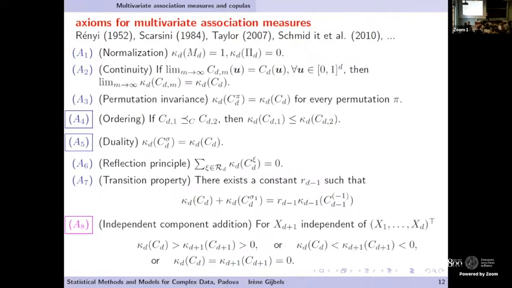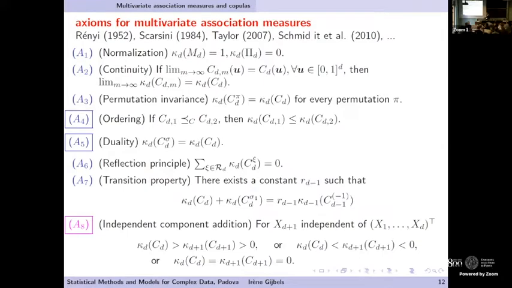By the way, this list of axioms or desirable properties for the bivariate case goes back more than half a century. And in some sense, you find some kind of listing of desirable properties for multivariate association measures in the literature, not the list that I'm showing you. Let me draw your attention to this A8.